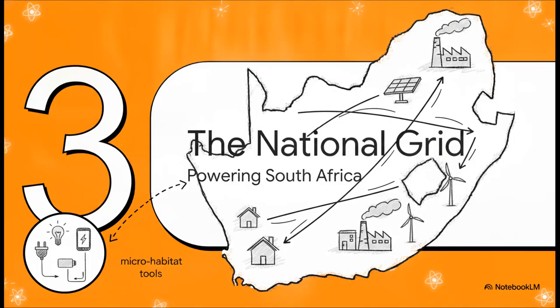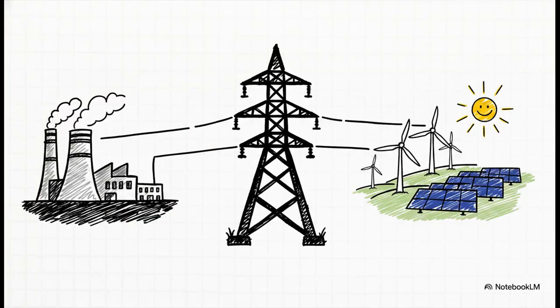All right, let's zoom out for Section 3, the National Electricity Grid. We've spent some time in the microhabitat of household tools. Now it is time to look at the massive, macro landscape of South Africa's electrical nervous system. Behold the national grid.